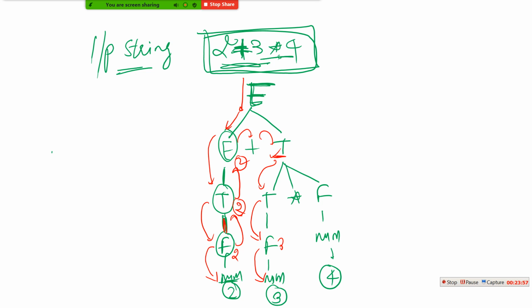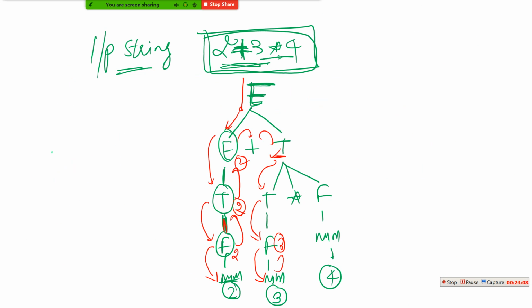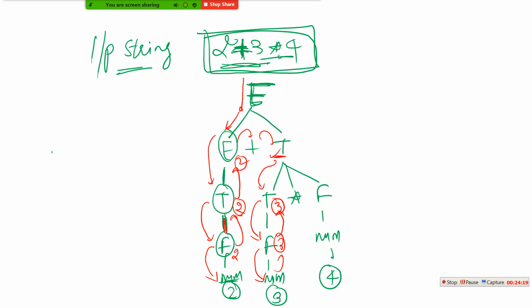So I got F, and this 3 is the num value of this T, because this 3 is passed to this F using F deriving num, that is F value is deriving num value. Now further this F value will pass to T, that is 3 will be passed here using T value equals F value. Now I need to multiply this 3 with this F, but I don't have the F value now. So I will traverse back again. I will get num value. What is my num value?